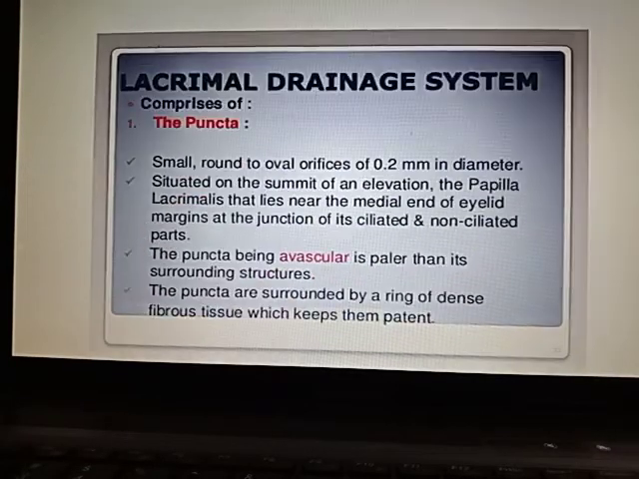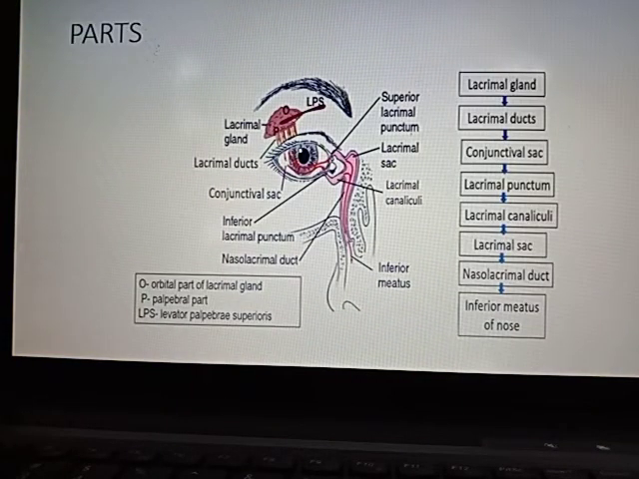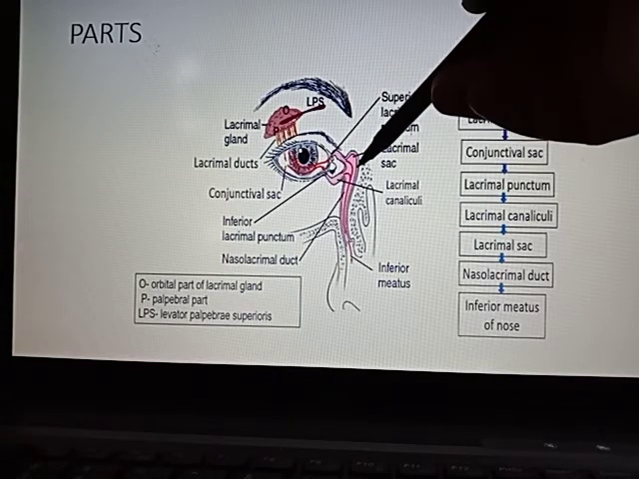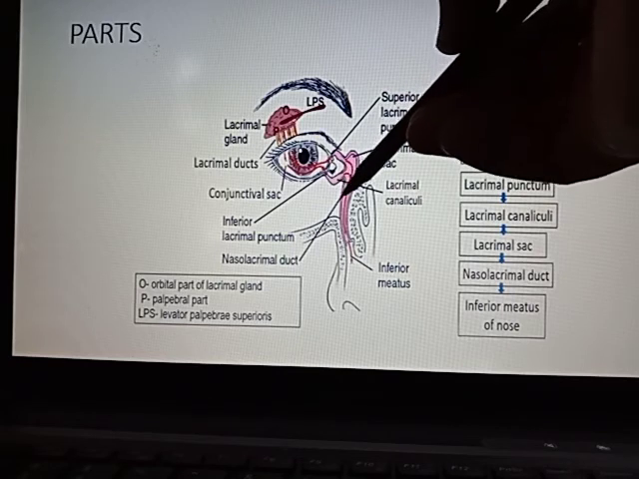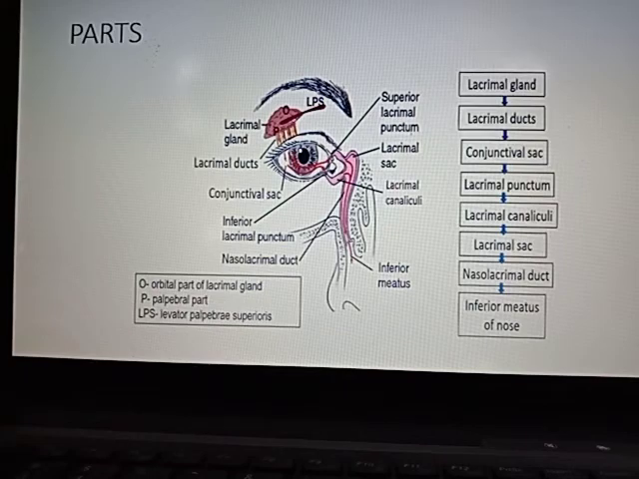So again we go to this picture, nasolacrimal duct. The lacrimal sac, this is the closed end and this is the open end. It continues as the nasolacrimal duct. Okay.